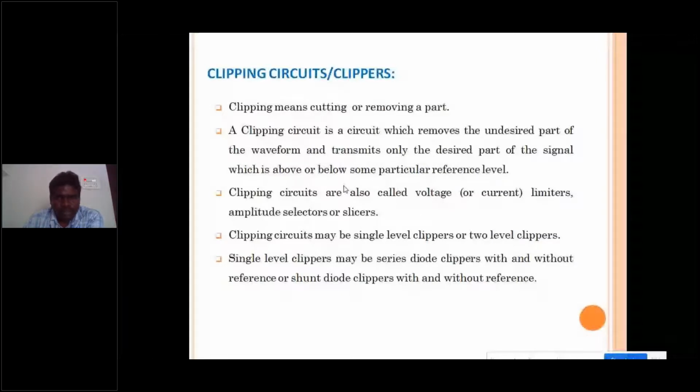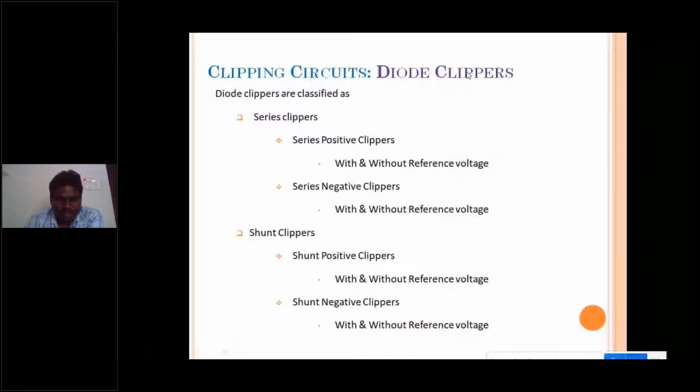The thing that we need to understand in these clipping circuits is diode clippers. In these diode clippers, diode is the main component to clip the input. You'll see different clippers, series clippers and shunt clippers. In the series clippers, we are going to see two different clippers, like positive clippers and negative clippers. And in the series clippers again, with and without reference voltages. And in the shunt clippers also, we are going to study with and without reference voltages.